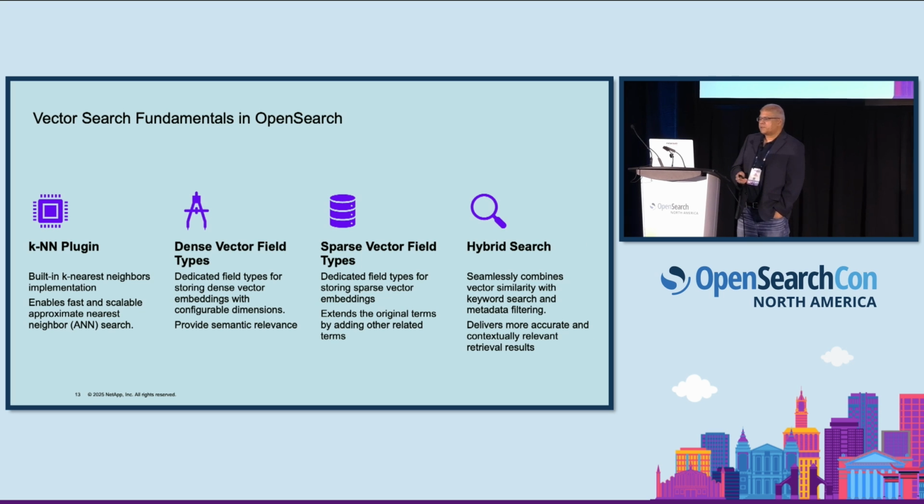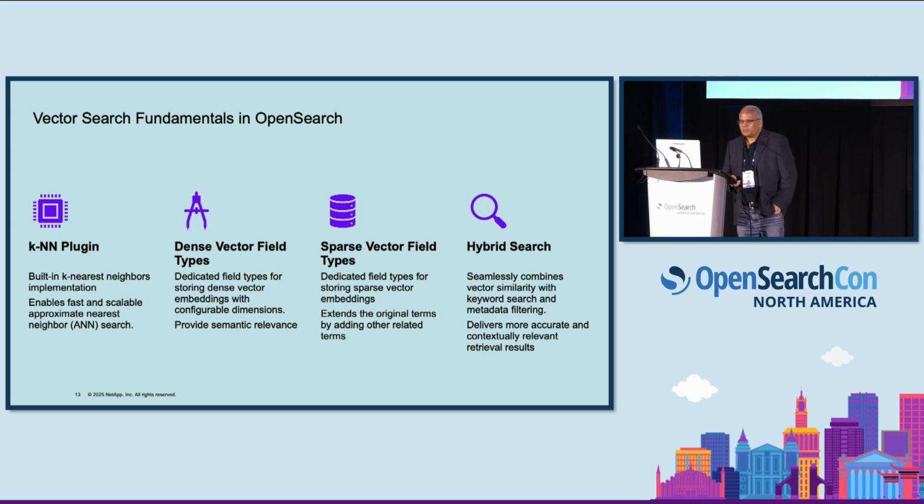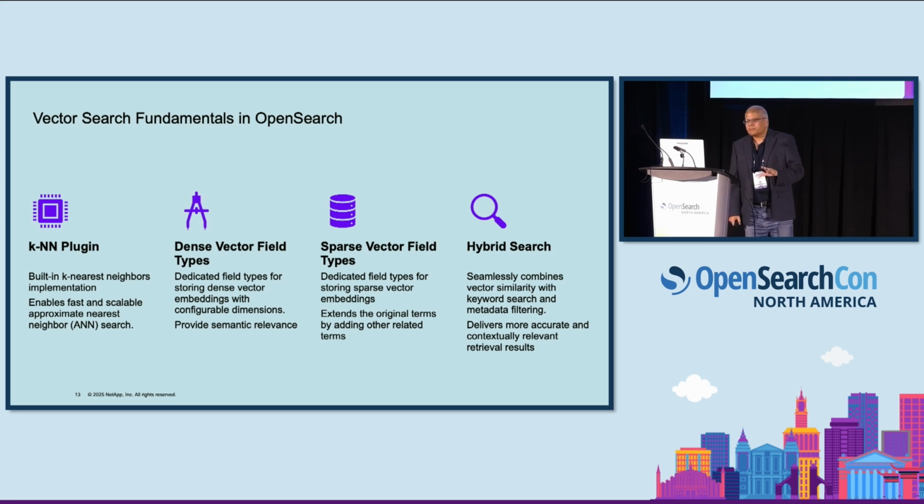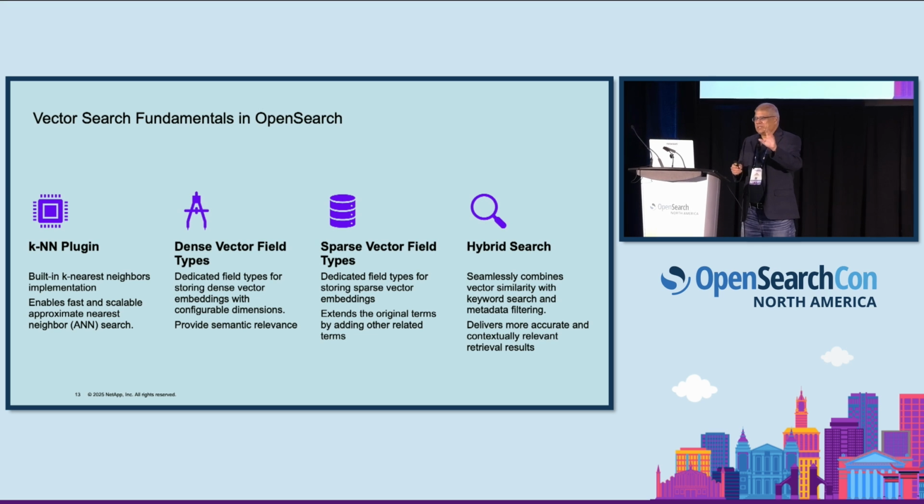So, some of the vector search fundamentals in OpenSearch. The KNN plugin is already built in, and it enables fast, scalable, approximate nearest neighbor (ANN) search as well. It supports dense vector fields and sparse vector fields. I think I'll go a little bit deeper into that.